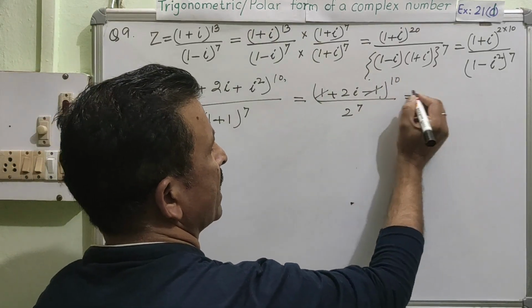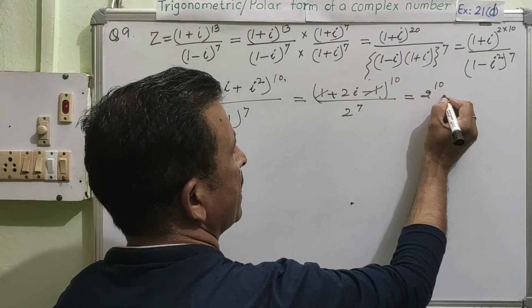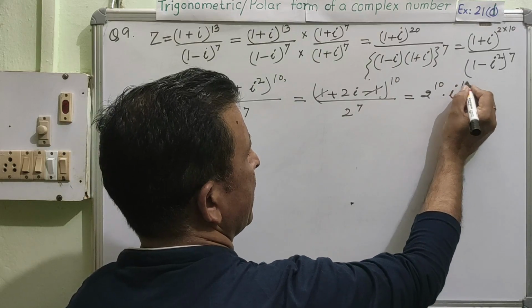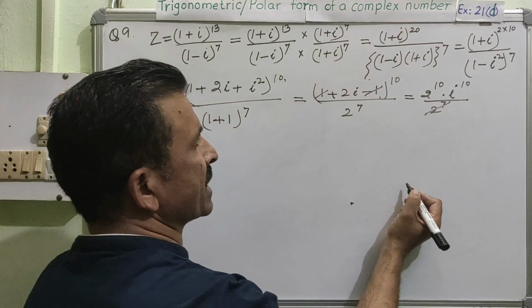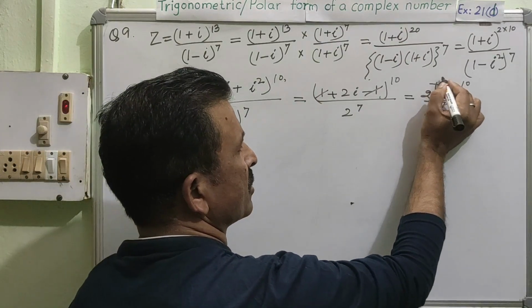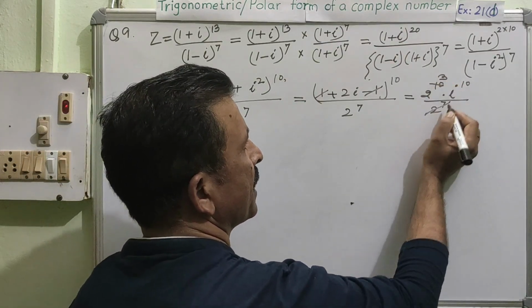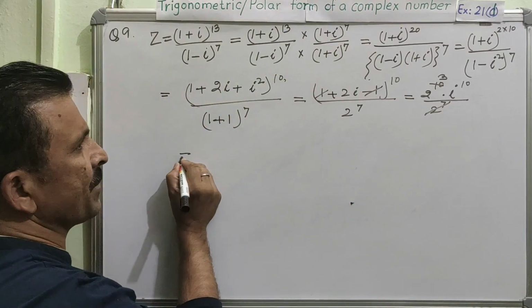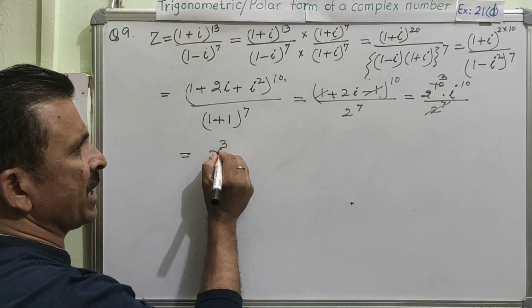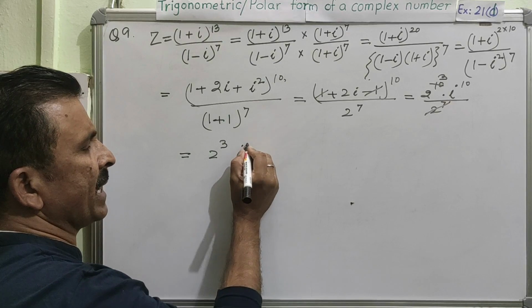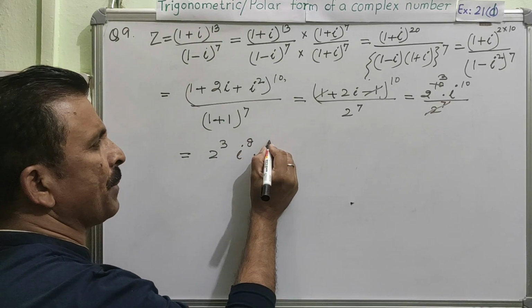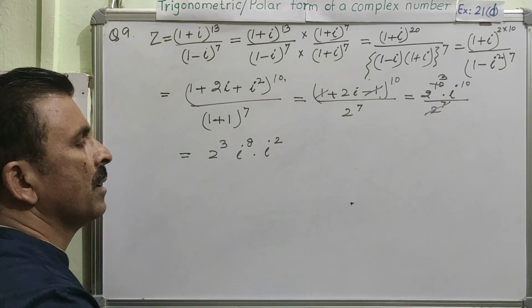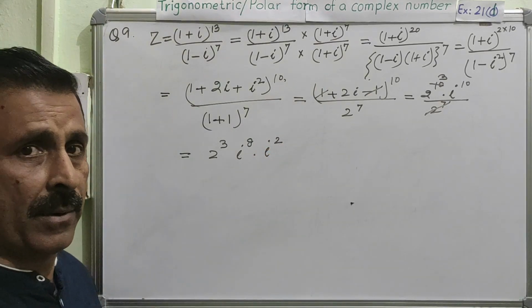So we can write this as 2 to the power 10 and this i to the power 10, divided by 2 to the power 7. This 2 to the power 7 cancels, and the power of the numerator reduces by 7, so it becomes 3. Next step, we can write this as 2 to the power 3 as it is, and this i to the power 10 we can write as i to the power 8 into i to the power 2. We have split the power, right?